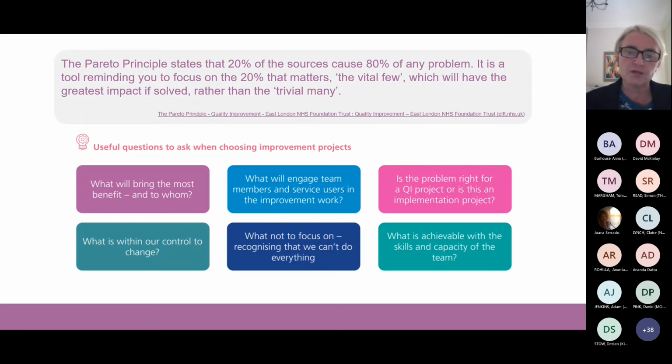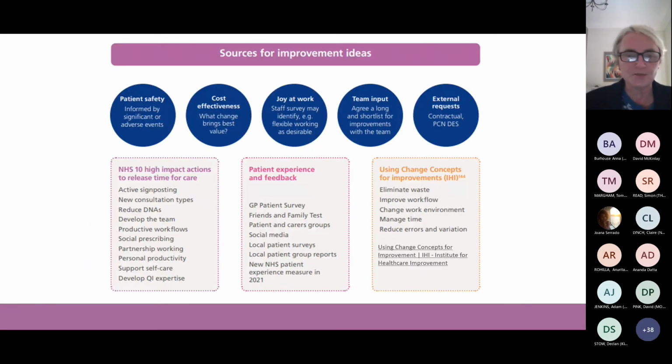So what are the skills within our team that we can really make the most of for this improvement project? If we could go on to the next slide, please. In the manual and the guide, we've got lots of ideas of places to go for improvement ideas. You might want to think about patient safety, cost effectiveness, the joy of the team at work, making sure you've got your team input into this. And also there are external requests that we always have coming down to do this and that and the other. So how do you get this in balance for the right thing for your team?